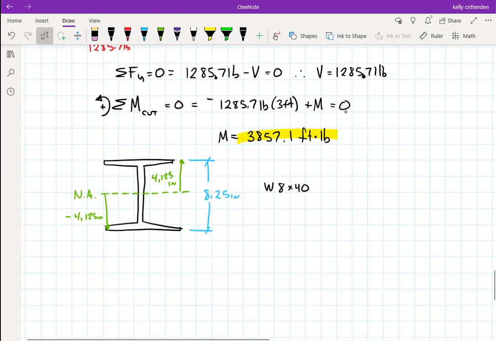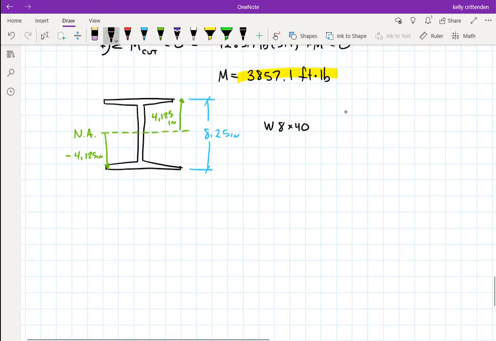So let's say we want the maximum tensile force. Since the 4.125 is the same either way, it's just positive or negative, I want to use the bottom, which is actually the negative y. All right, so here's my equation. Sigma equals negative M times y over I. So negative M is 3,857.1. Those units are foot-pounds. I want to do the bottom of the beam to get the tensile force, so that's a negative 4.125 inches.